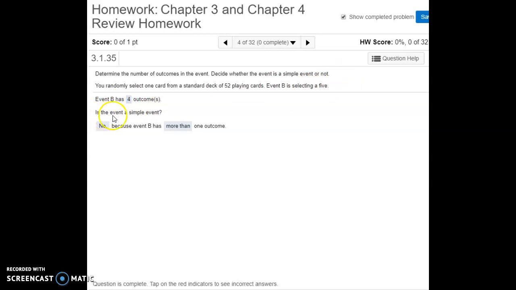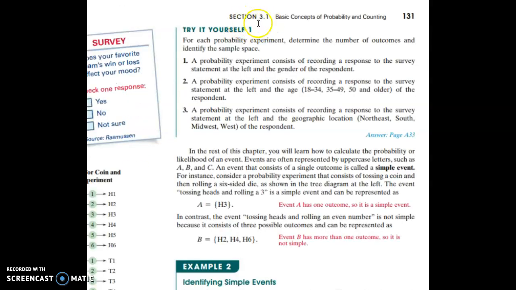So is event B a simple event? And we're in section 3.1 here. A simple event is an event that has just a single outcome. So this event is not a simple event because there's 4 possible outcomes. If we would have said select the 5 of diamonds, that would be a simple event because there's just one card that is the 5 of diamonds. But getting any 5 has 4 outcomes, so it's not a simple event.